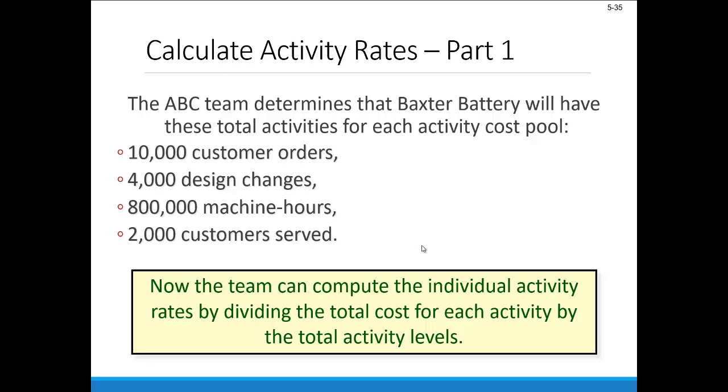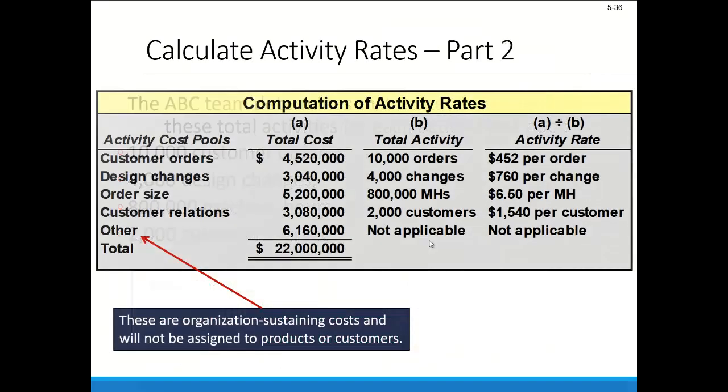So now we can come up with activity rates. And the way we do that is fundamentally the same as how we calculated predetermined overhead rates in our traditional costing systems. We take the total estimated cost in our activity cost pool now and divide that by the total estimated activity based on our activity measures, number of orders, number of changes, and so on. And that's our activity rate. So customer orders first there.